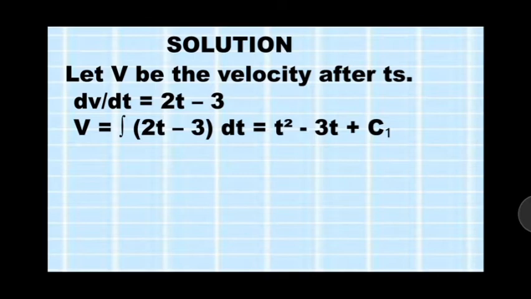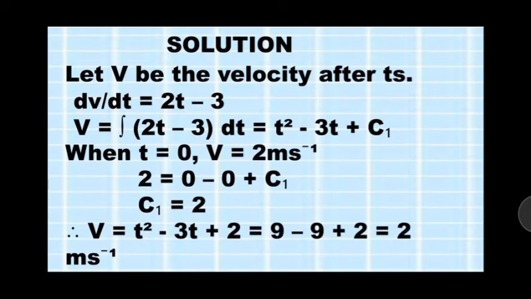So if I integrate 2t minus 3, I have t squared minus 3t plus c1. Now, the initial condition: when t equals 0, velocity is 2 meters per second. We are told in the question that the initial velocity is 2 meters per second. So that means when the time was 0, at the very beginning, the particle was moving at 2 meters per second. So we use that as a condition to obtain our c.